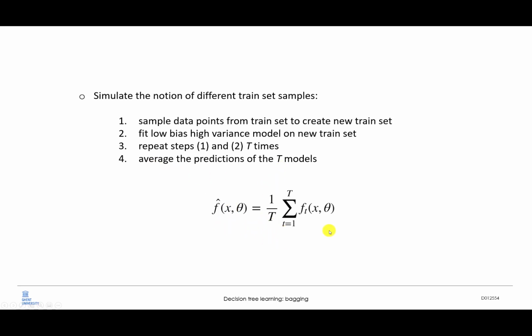Mathematically, that would look something like this. We have our models, these are our different decision tree models fitted on different samples of the training set, and each of these, of course, has its model parameters. We repeat that t times, and then we take the average of those predictions. So that would be a way to bag a high variance, low bias model. And as you will see, the performance of this average model will in many cases be much better than the performance of the individual models.